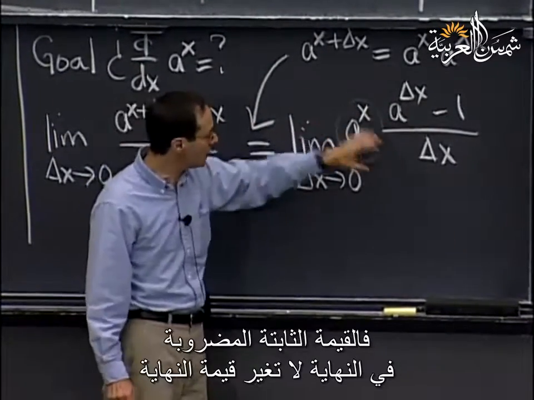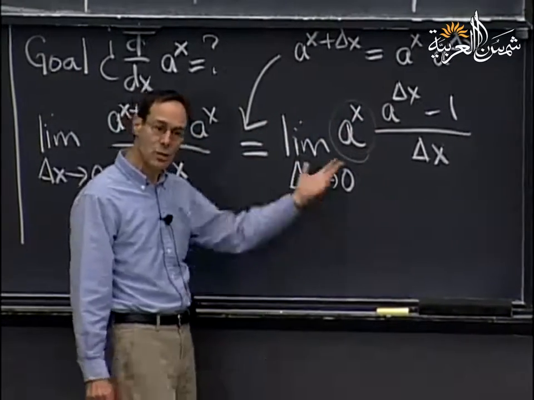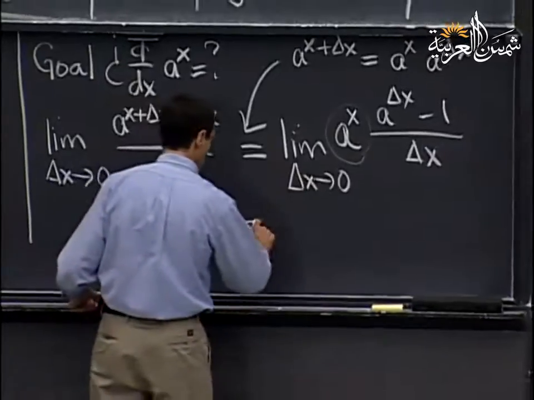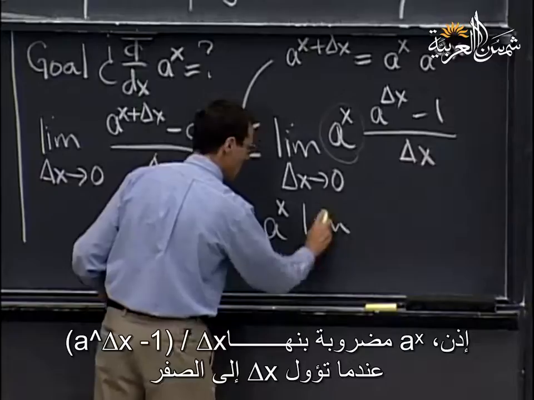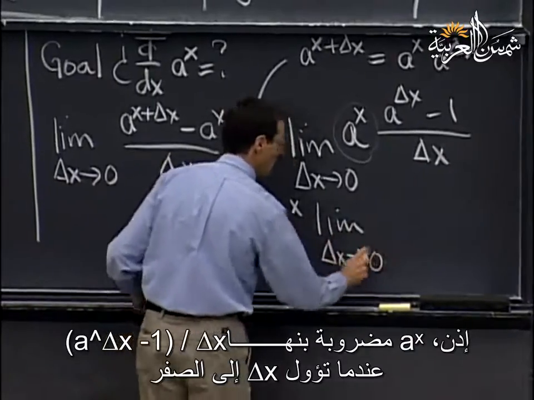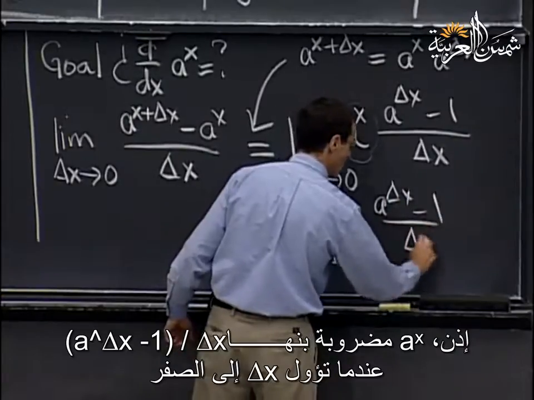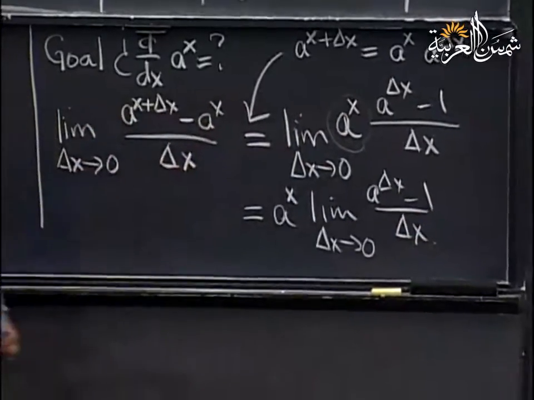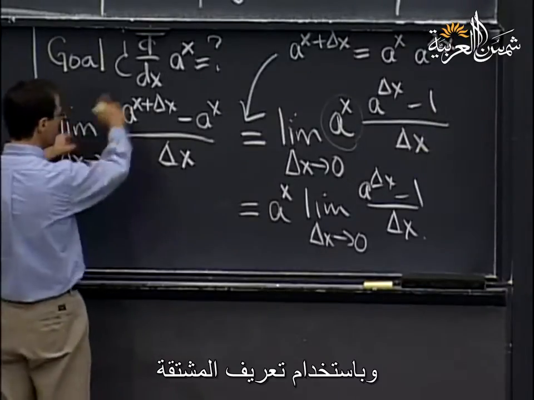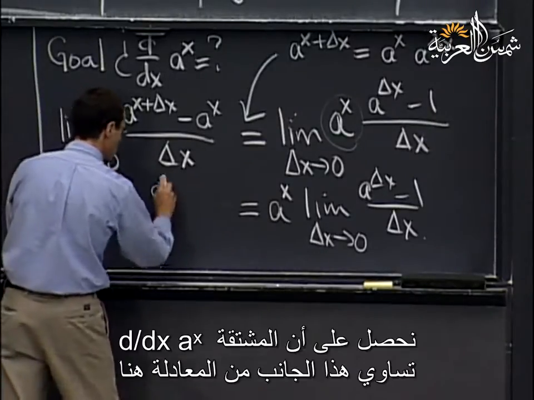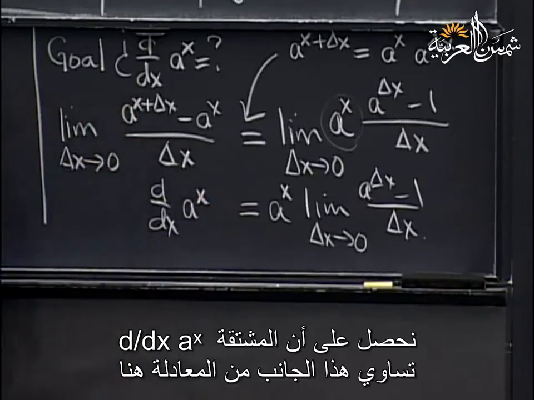A constant times the limit is the same as whether we multiply before or after we take the limit. So I'm just going to factor that out. That's my next step here: a to the x, and then I have the limit as delta x goes to 0 of a to the delta x minus 1 divided by delta x. All right? So this was by definition the derivative. So here's d by dx of a to the x, and it's equal to this expression here.